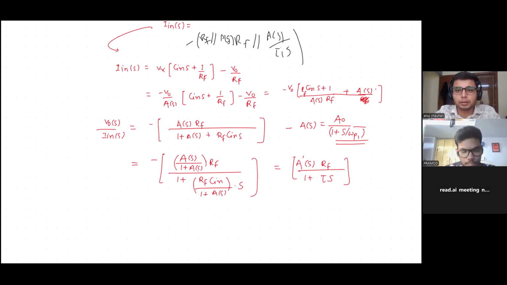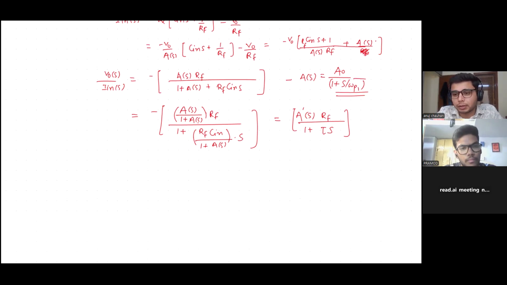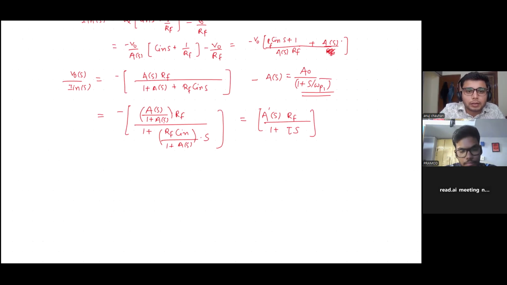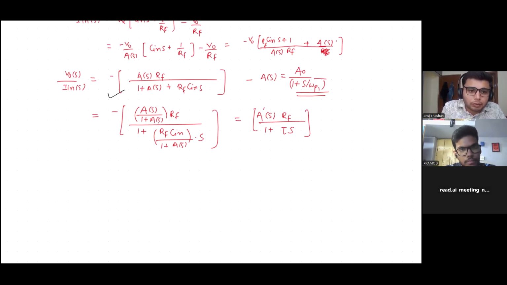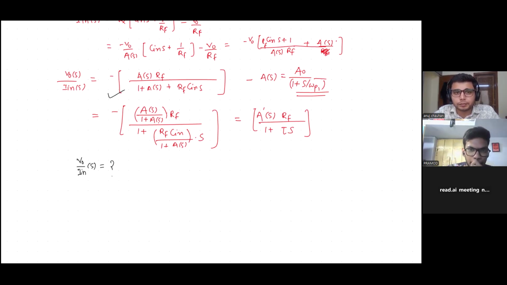Yes, sir. So we left off with this expression that I have written. Now I want the complete expression for V out by I in, because I want to see all the poles and zeros in this transfer function expression. So this is one method.